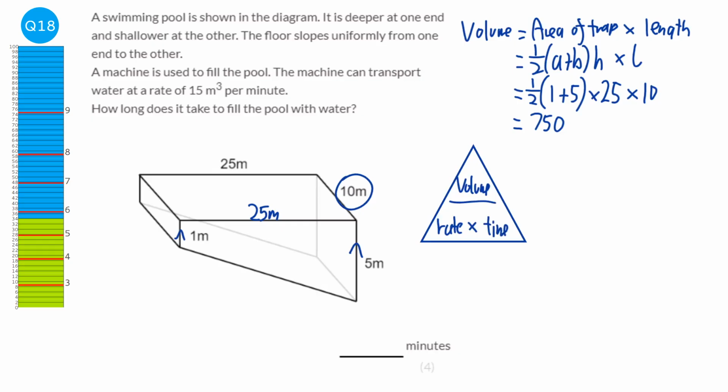Now, with this question though, we're interested in the time it will take. It says how long will it take, so we're actually looking at the time. So it will be time equals the volume, which is 750, over the rate, which is 15. So 750 divided by 15 is 50. So it will take 50, and let's have a look. It says per minute, so it would be 50 minutes.